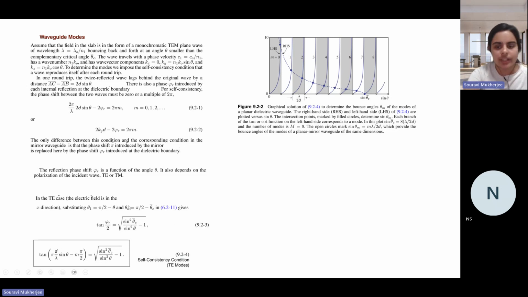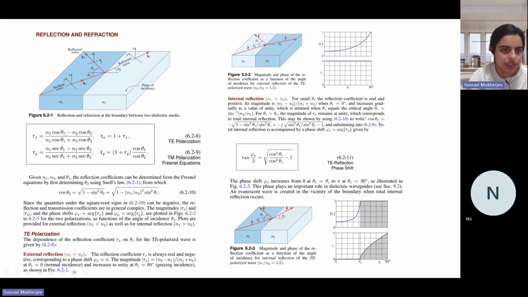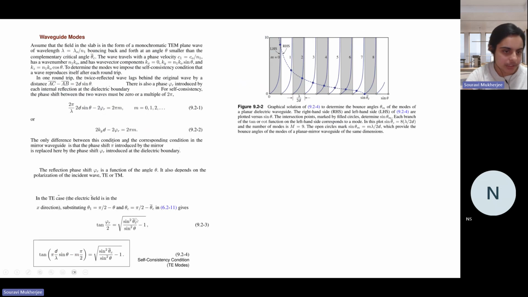Now similarly, you can try to see how these expressions change for TM modes, right? Then you have to use these relations, and accordingly you have to solve. So there, this expression will be slightly different, but that would give you how the phase changes as a function of incidence angle for the TM modes. And that would come up here. So this is the self-consistency condition for TE modes.